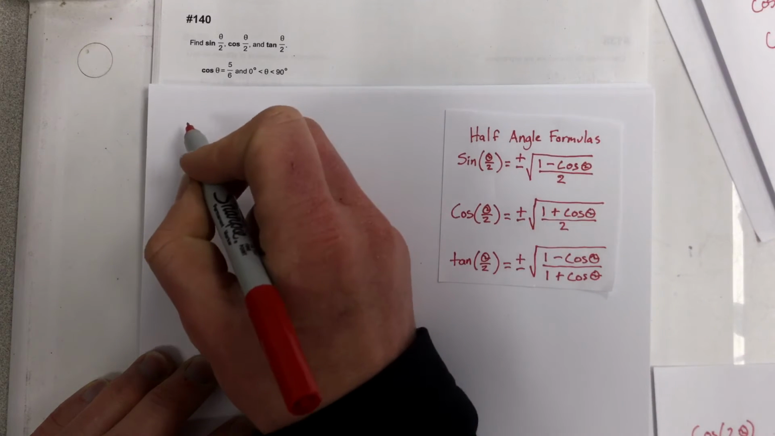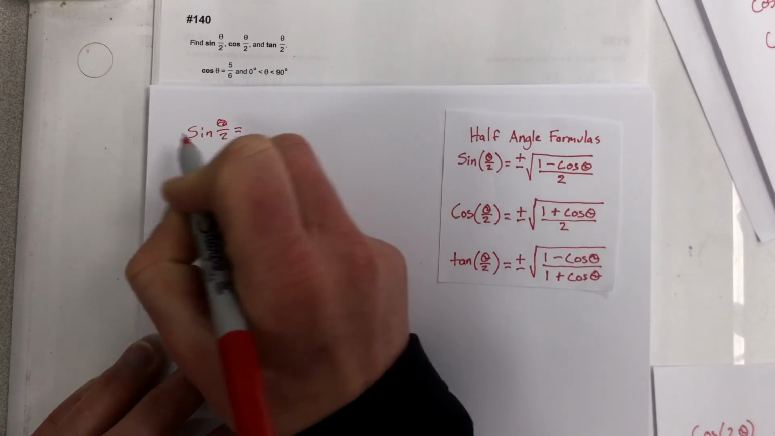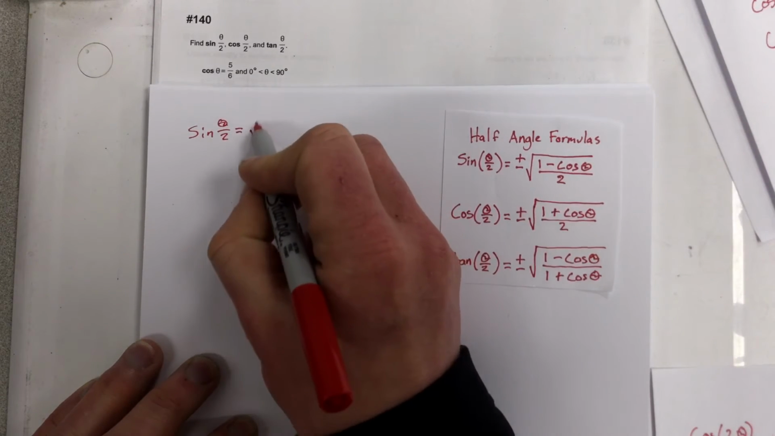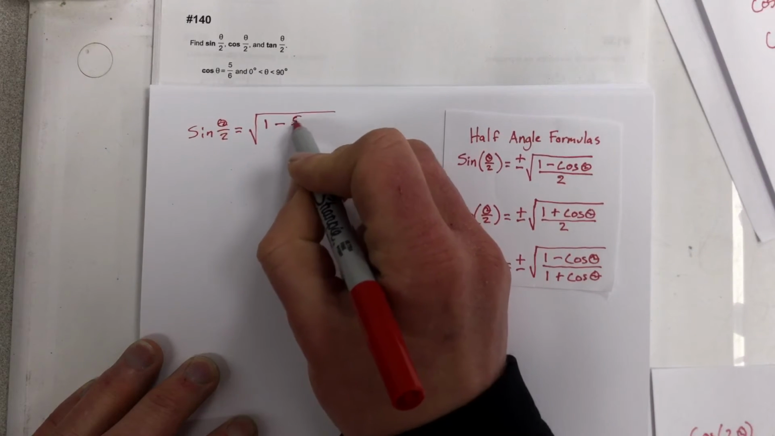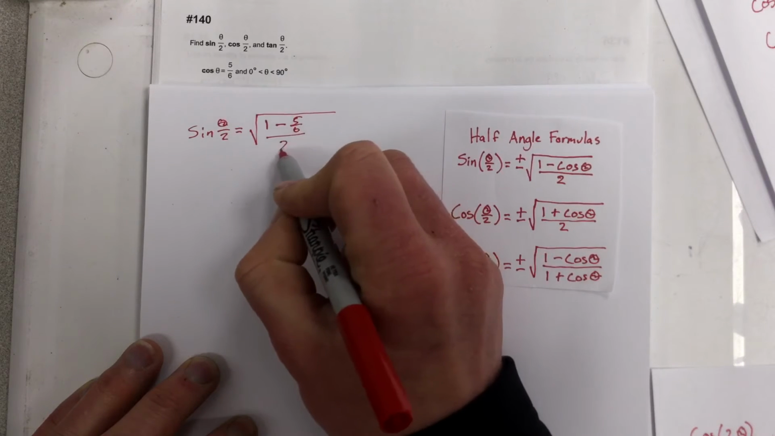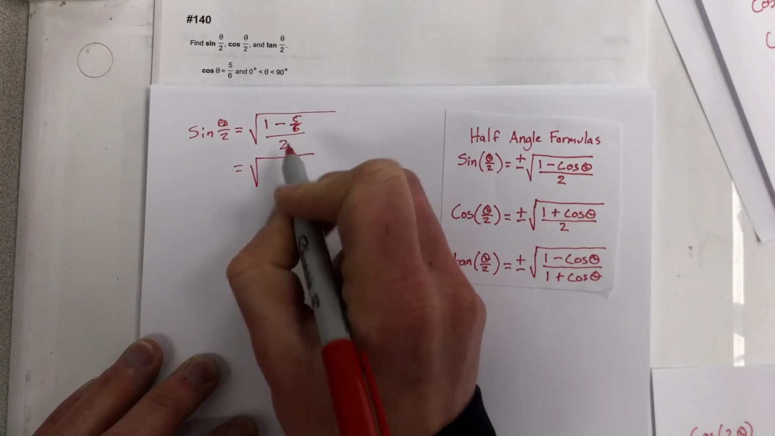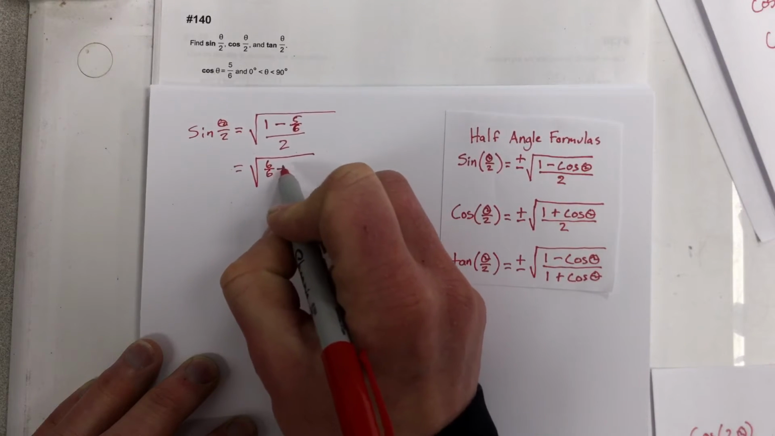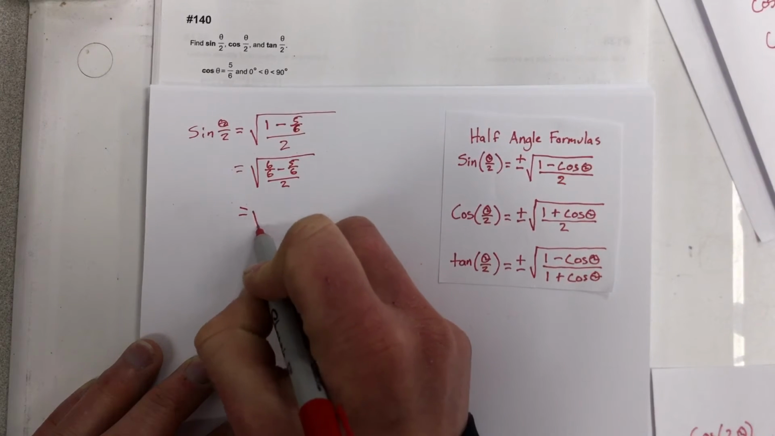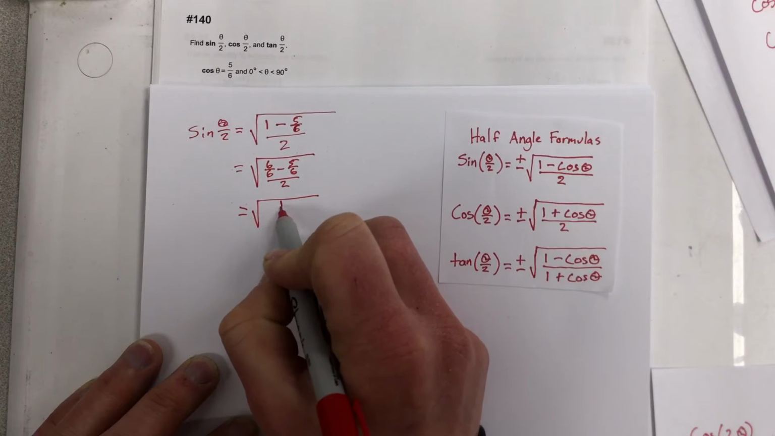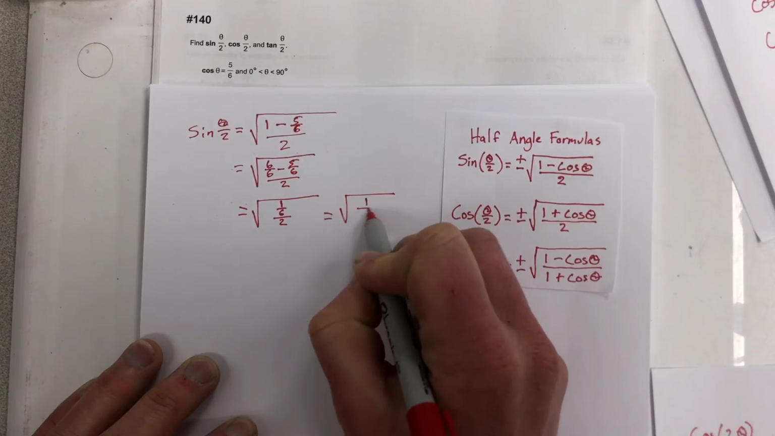So if I want to find sine theta over 2, it's going to equal just the positive version. So that would be root 1 minus 5/6 over 2, which will be root 6 over 6 minus 5/6 over 2, which is equal to root 1/6 over 2, which is equal to root 1/12.